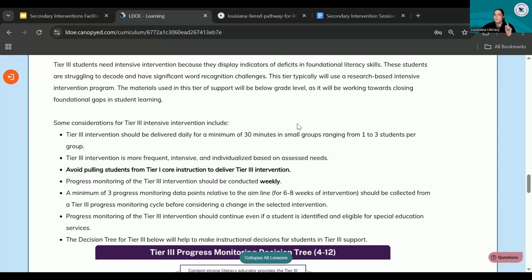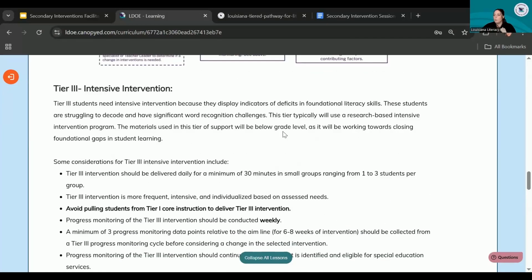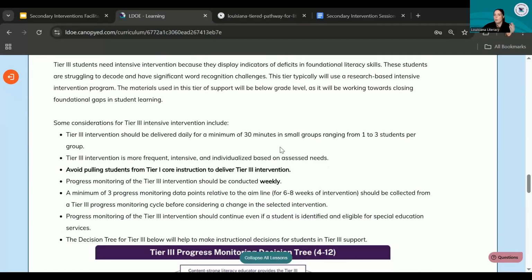And I have the link to our LDOE approved intervention programs on your handout, which I thought I had on here, but if one of my co-hosts wants to drop that in the chat just so people have it, it's an Excel sheet that has all the different foundational intervention programs that we have approved, if your district were so inclined to look at one of those programs.